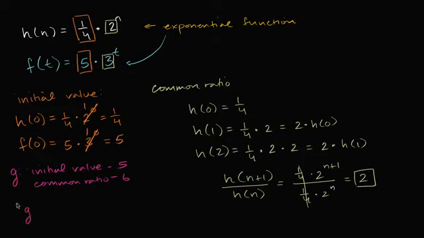Well, g of x, let's say x is the input, is going to be equal to our initial value, which is 5. That's not a negative sign there. Our initial value is 5. I'll write equals to make that clear. And then times our common ratio to the x power. So once again, the initial value right over there, that's the 5. And then our common ratio is the 6 right over there. So hopefully that gets you a little bit familiar with some of the parts of an exponential function, and why they are called what they are called.